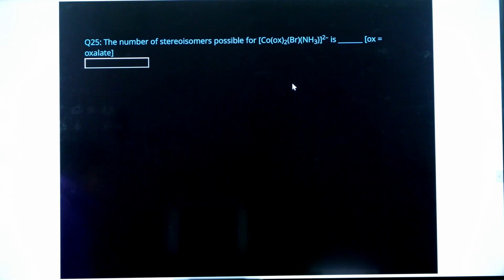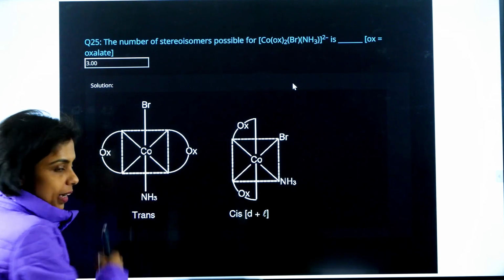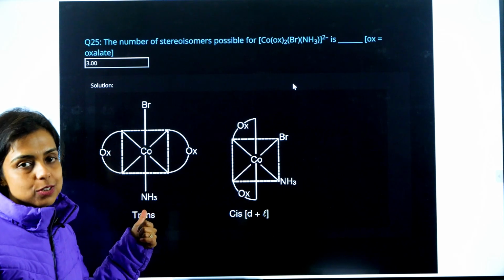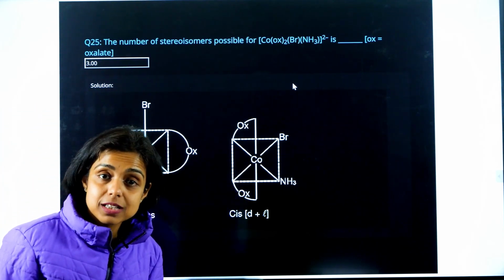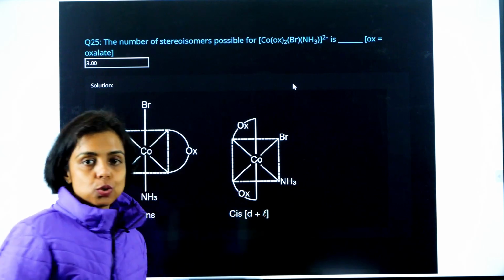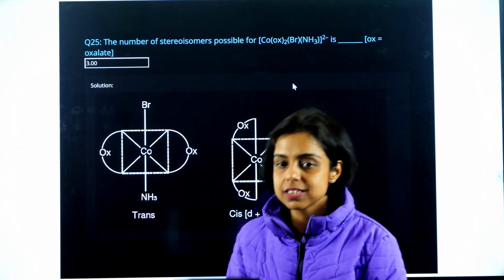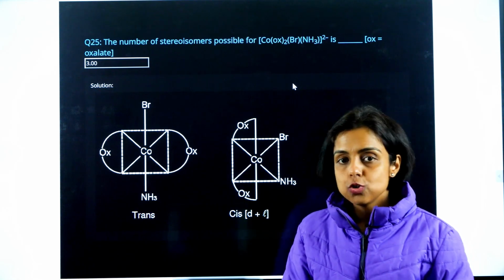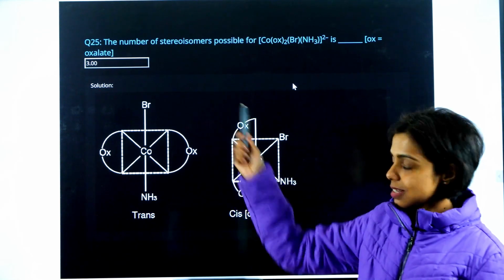Let me show you. So this is the trans isomer. It has a plane of symmetry, so no optical isomerism is shown by this isomer. But cis can show optical isomerism, so it will have a mirror image. So the total count of stereoisomers for this complex is 3. Got it? 2 geometrical, 1 pair of enantiomers. Total count will be 3. You will mark your answer as 3.